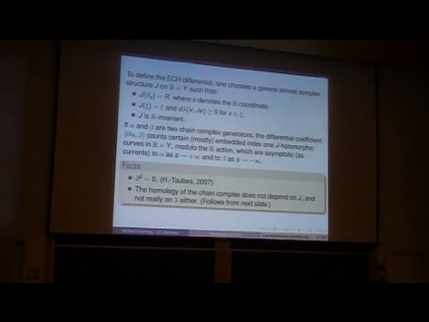And then if alpha and beta are two chain complex generators, the coefficient of beta in the differential of alpha is a count of holomorphic curves in R cross Y. As the R coordinate goes to plus infinity, if you take a slice of the R coordinate, the curve is converging to the generator alpha, which is some set of circles with multiplicities. And as the R coordinate goes to negative infinity, it's converging to beta.